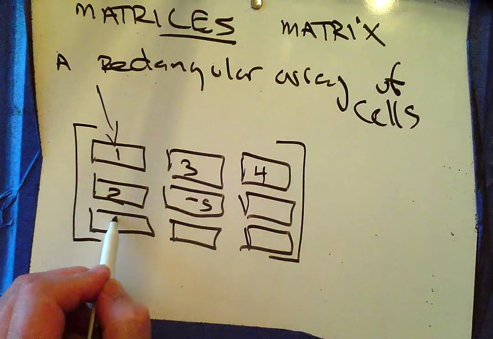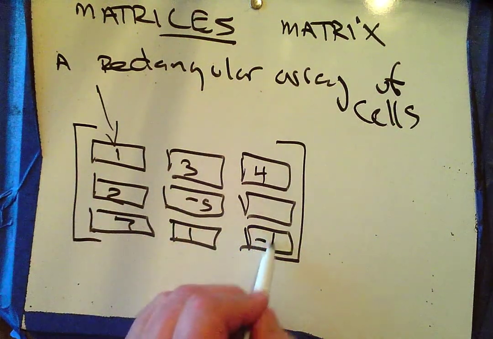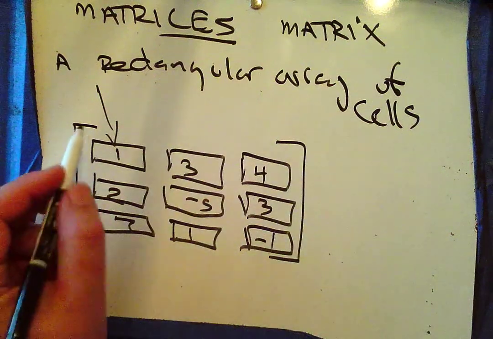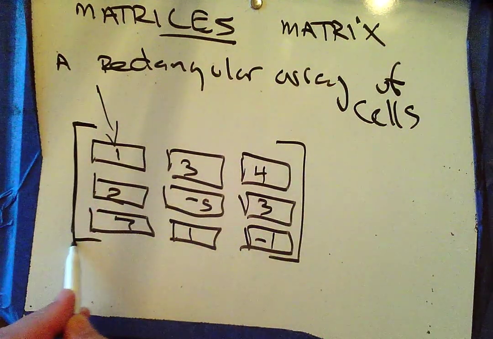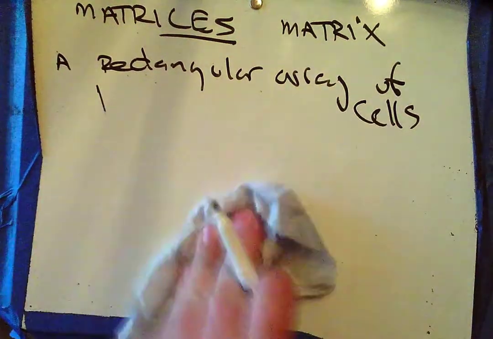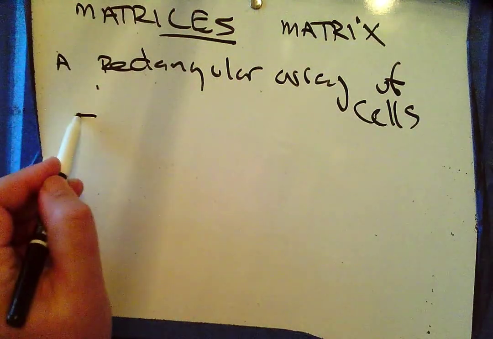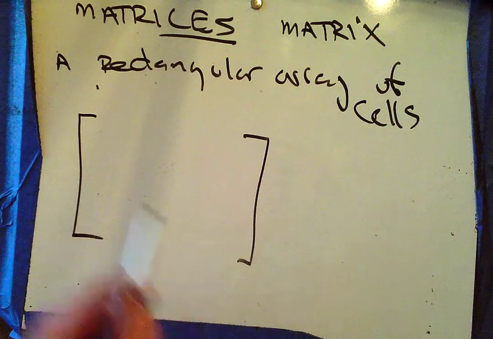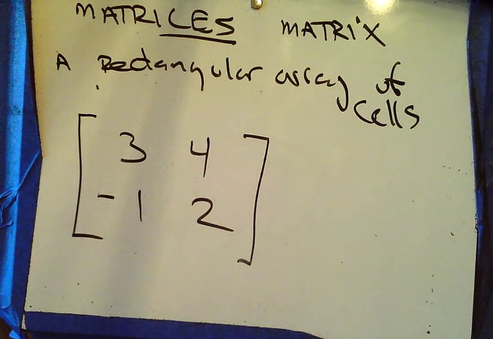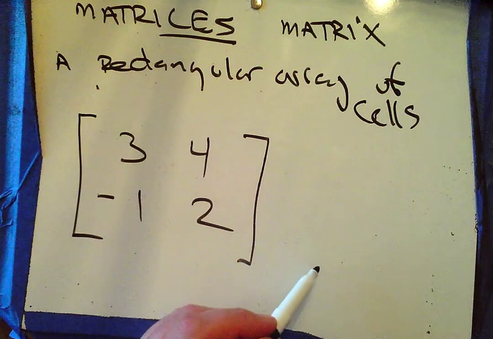-5, 2, 7, 1, -1, 3. And so we'll just see a bunch of cells in a rectangular array, and we'll call that a matrix. Notice the matrix brackets, and when we write a matrix or when we read a matrix, we don't usually see the cells, we just see the numbers. So 3, 4, -1, 2. There's a matrix. Okay, and each of these numbers is in a cell.